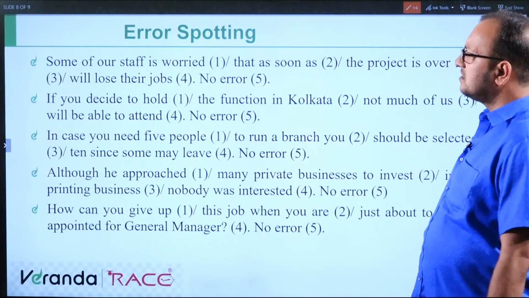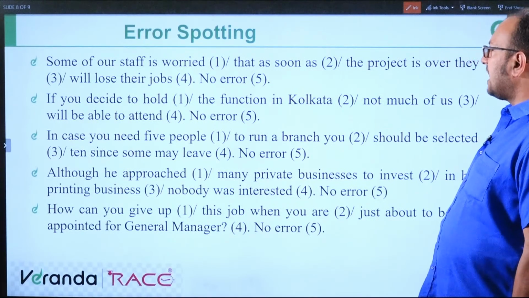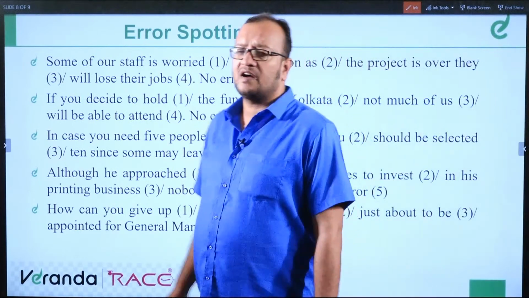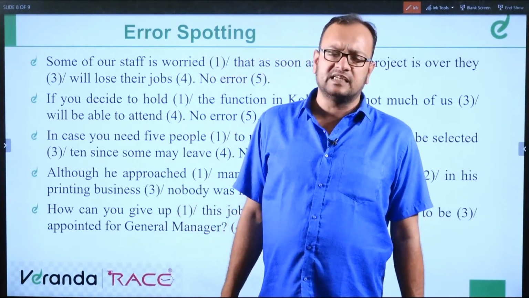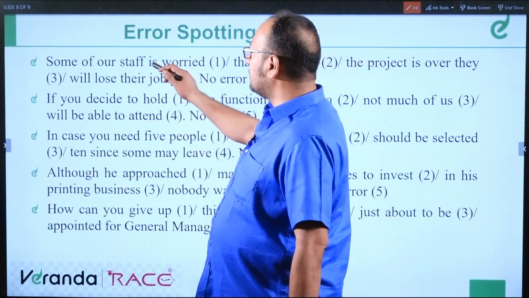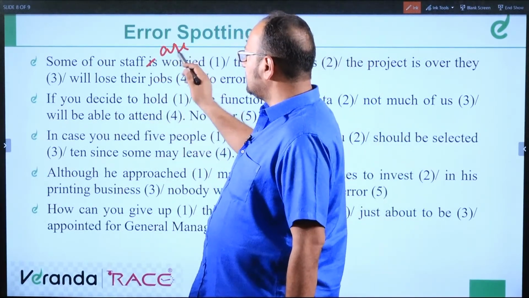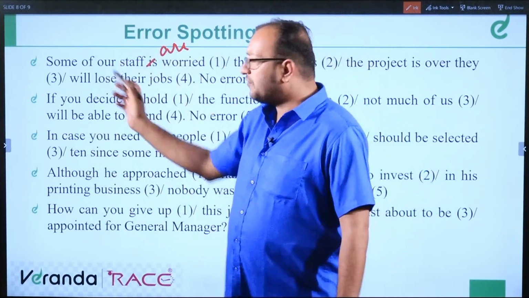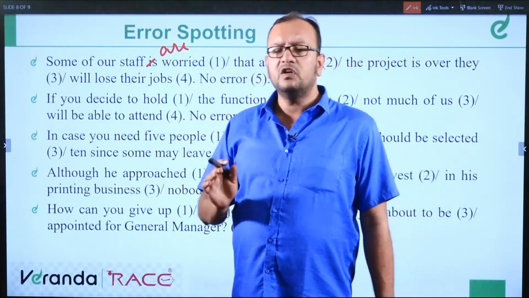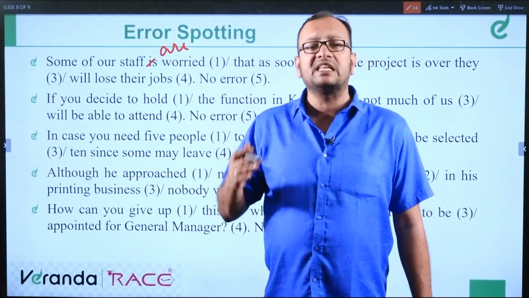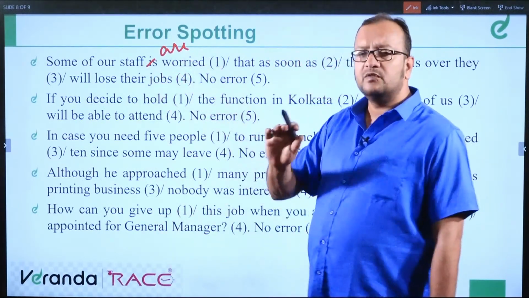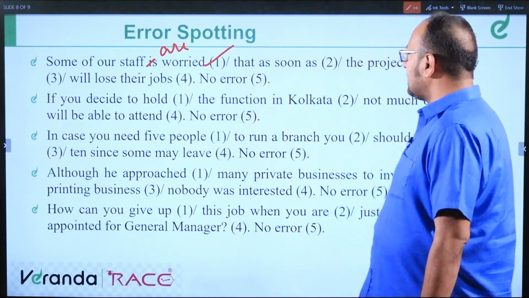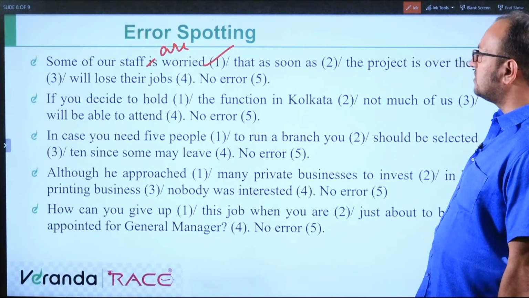I think the last set of questions. Some of our staff is worried that as soon as the project is over, they will lose their jobs. See, some of is always followed by a plural entity. So some of our staff are worried should be the correct answer. The plural of staff is not staffs, it is staff only. But some of our staff are, because are will follow some, meaning more than one entity. So I'll mark 1 as the error. Some of our staff are worried that as soon as the project is over, they will lose their jobs.